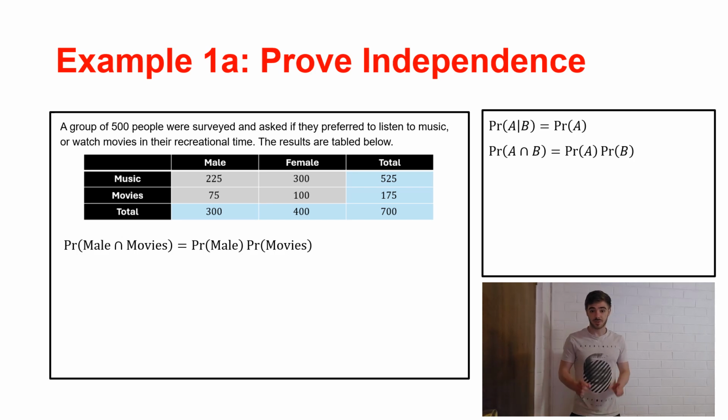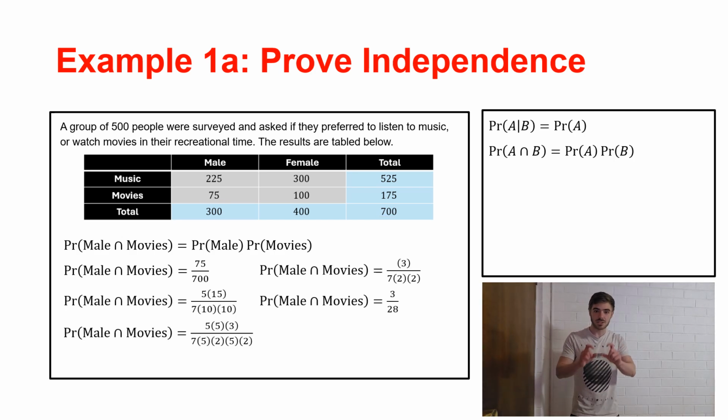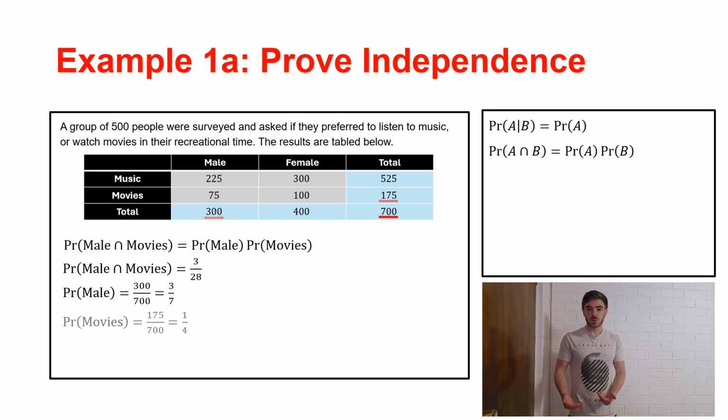But anyway, first things first, let's find that intersection. So we see that there are 75 males who prefer movies out of a total 700 people that were surveyed. This fraction can be a bit nasty to simplify, so my recommendation is to break down each individual term into its prime factors. From there, you can cancel things down and then just expand out at the end. Having done that, we now need to find the probabilities of male and movies. For male, there are 300 of them out of a total 700 surveyed, and for movies, there were a total of 175 yeses out of 700.